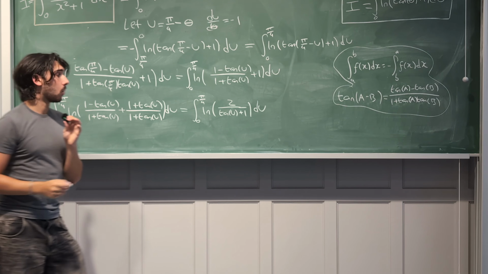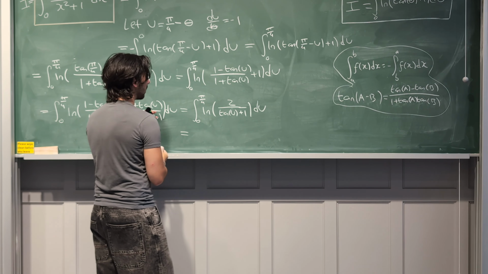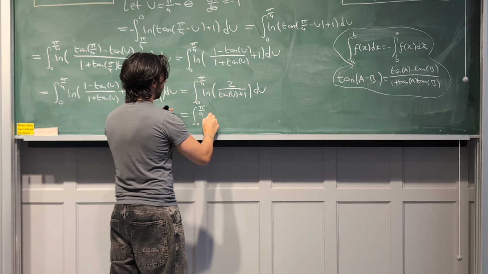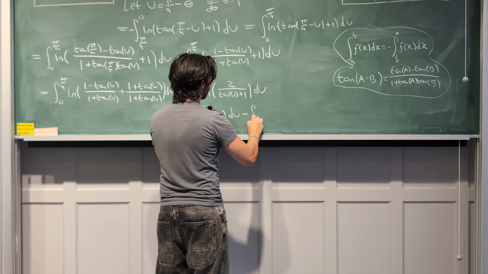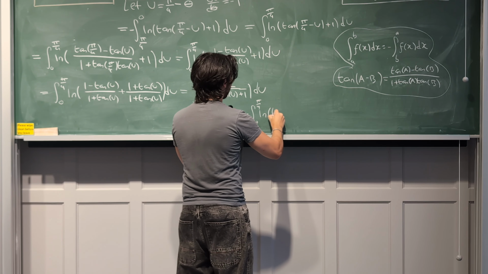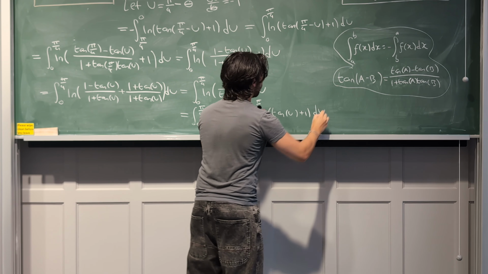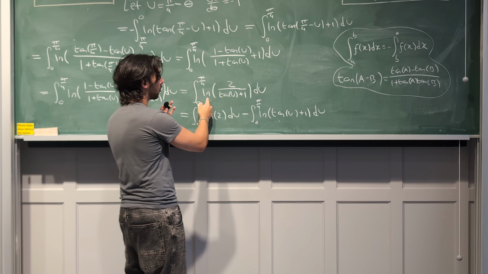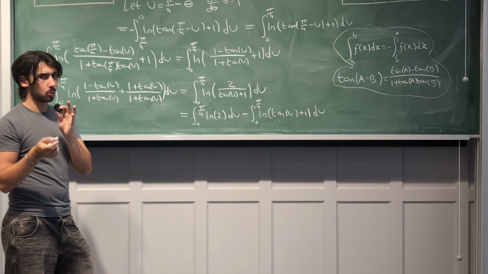All right, and now let's do one more line of working out before we restart at the top again. This is equal to the integral from 0 to pi over 4 of the natural log of 2 du minus the integral from 0 to pi over 4 of the natural log of tan u plus 1 du. Just to explain this, I've used a logarithm rule that says that the natural log of a fraction is the natural log of the numerator minus the natural log of the denominator.